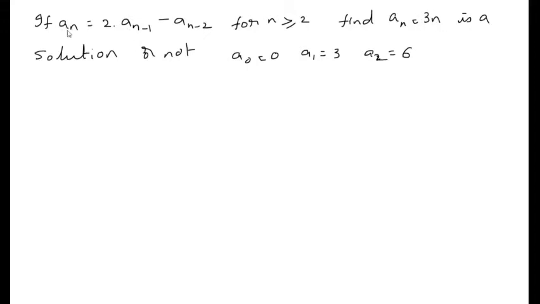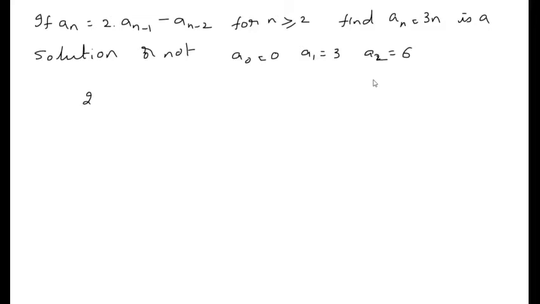In this one, a_n is expressed in terms of a_{n-1} and a_{n-2}. So this is the recurrence relation. For this, we need to find out whether a_n = 3n is a solution or not. Some initial values are given: a_0 = 0, a_1 = 3 and a_2 = 6. Now we are going to substitute 3n in the given recurrence relation.